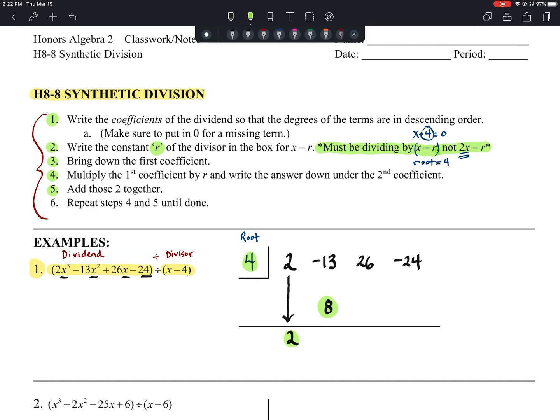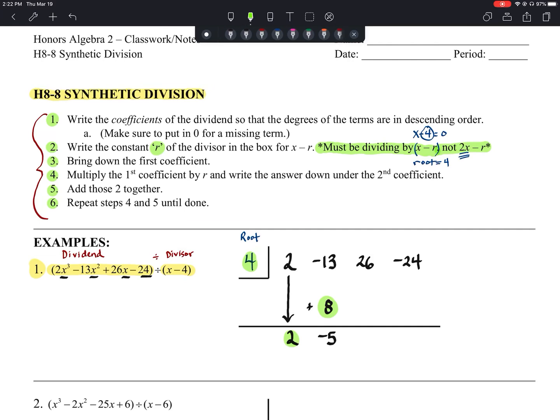So we're going to add the negative 13 plus 8, which is going to give us a negative 5, and we're going to write that right underneath here. So it's almost like we're adding vertically. And then the last step says we're going to repeat steps 4 and 5 until we're all the way across.